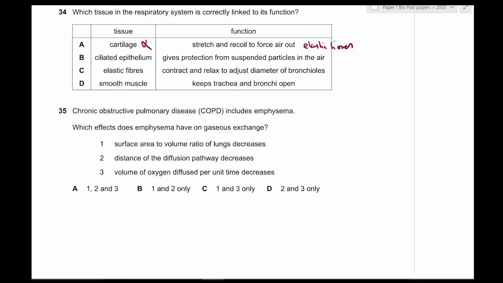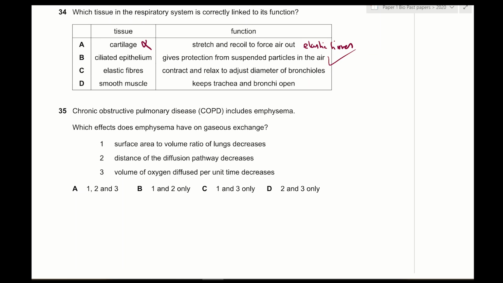For B, ciliated epithelium gives protection from suspended particles in the air. This is correct. The reason for this is that ciliated epithelium has goblet cells, which in turn release mucus, which traps pathogens, and then the cilia on this ciliated epithelium could sweep that mucus to the back of the throat. So this is correct. For C, elastic fibers contract and relax to adjust the diameter of bronchioles.